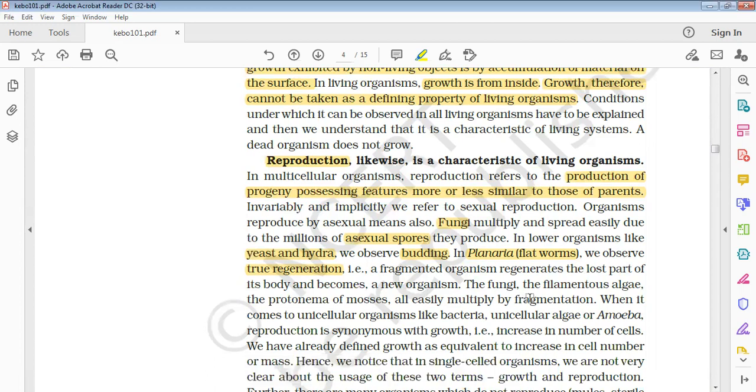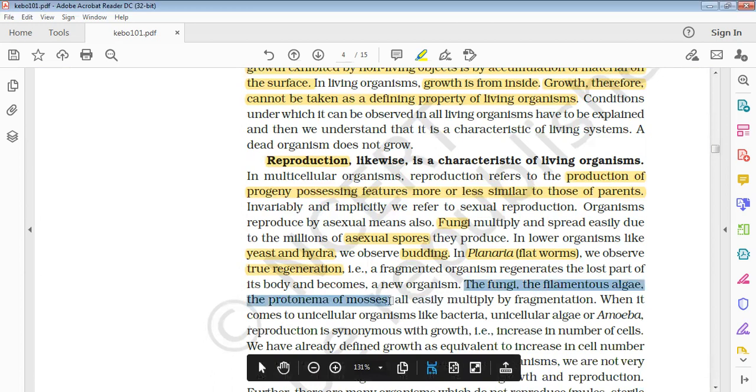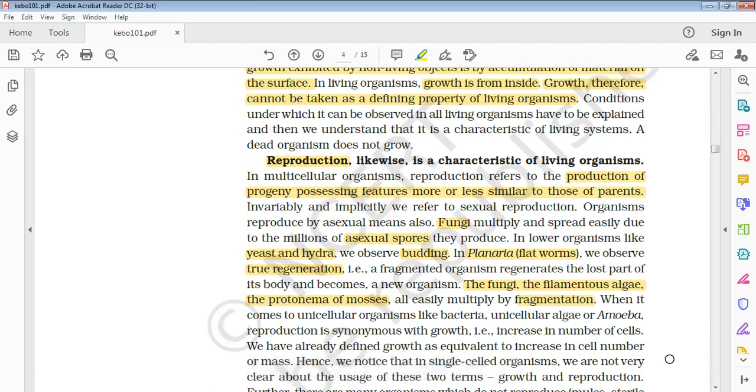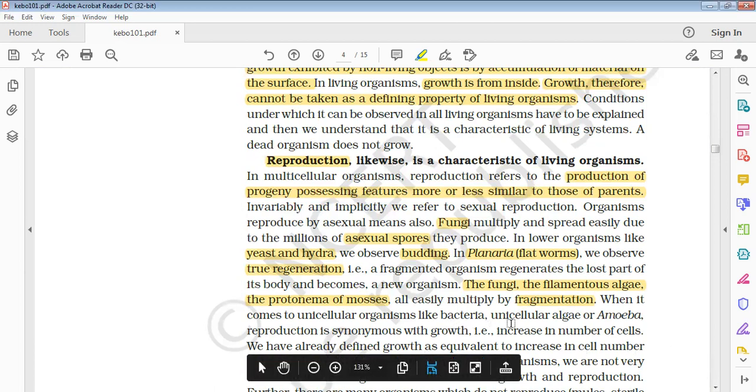Then there are also fragmentation and regeneration. Fragmentation means a part of the individual will break apart and develop again into an individual organism. Fragmentation as a mode of asexual reproduction is observed in fungi, filamentous algae and the protonema of mosses. In this fragmentation, a fragment of the individual organism breaks apart and develops into a new individual. When it comes to unicellular organisms like bacteria, unicellular algae or amoeba, reproduction is synonymous with growth.